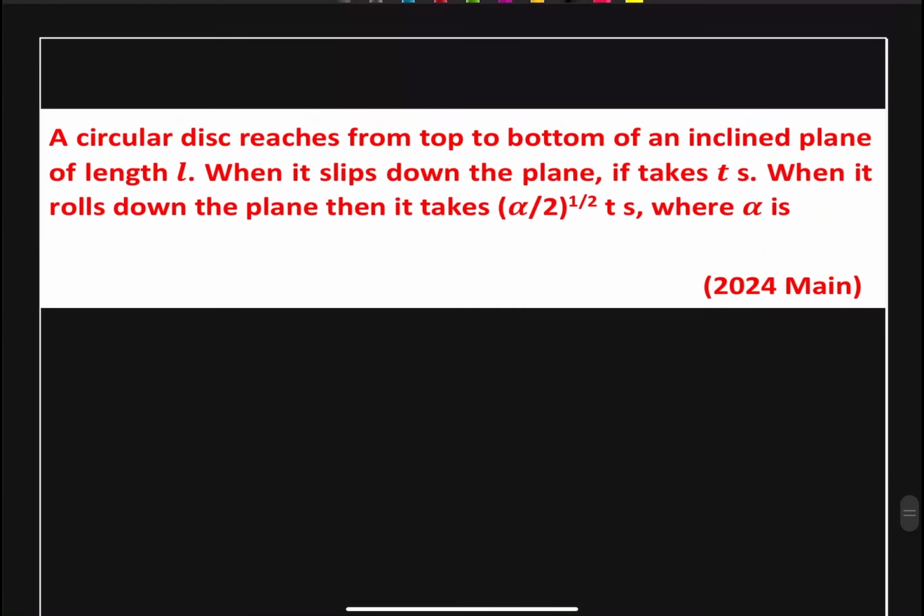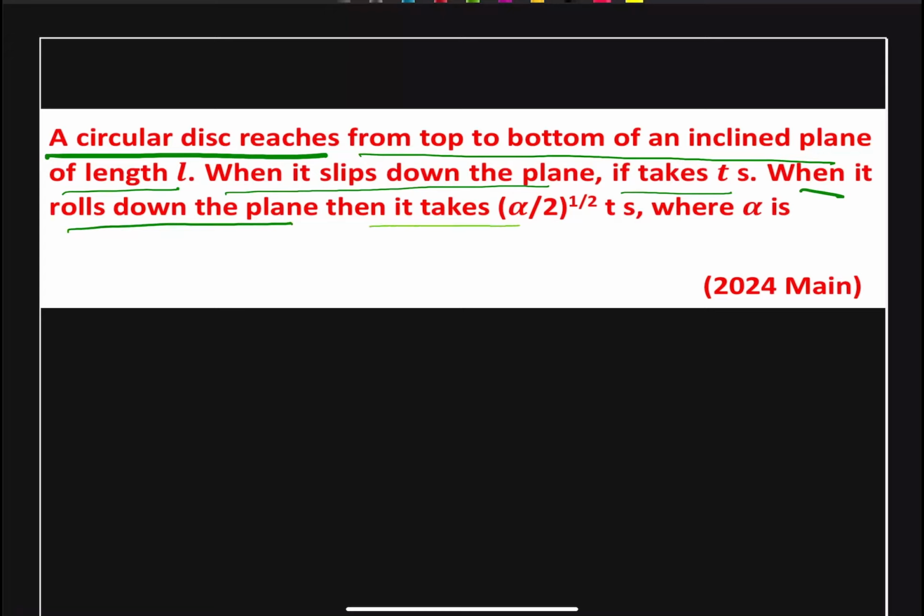It states that a circular disc reaches from top to bottom of an inclined plane of length L. When it slips down the plane, it takes t seconds. When it rolls down the plane, it takes (alpha by 2) raised to power 1 by 2 times t seconds. Where alpha is, okay, we have to find out the value of alpha.